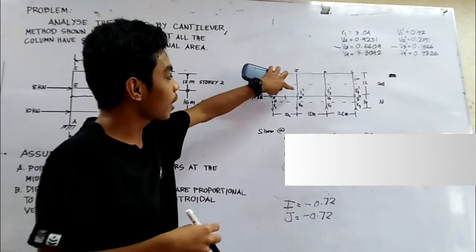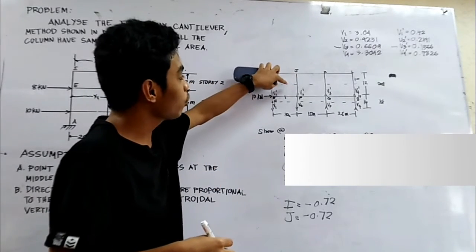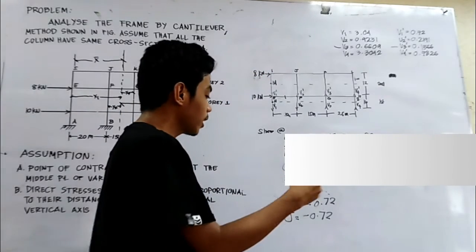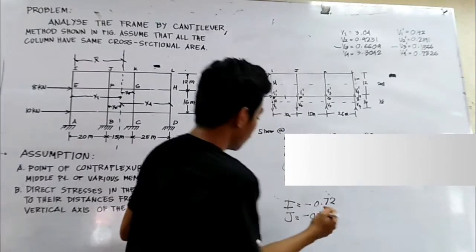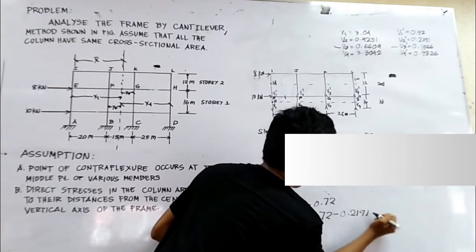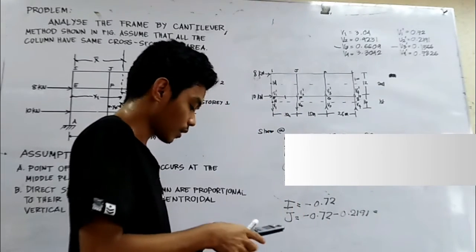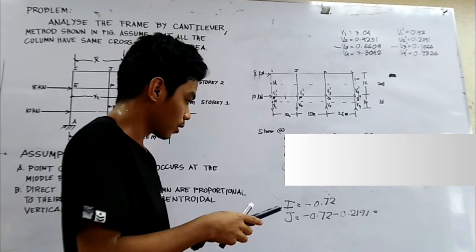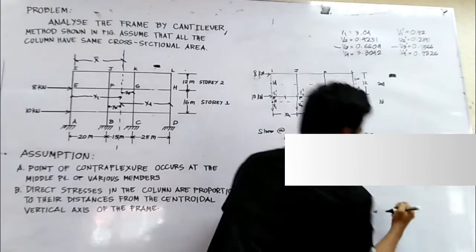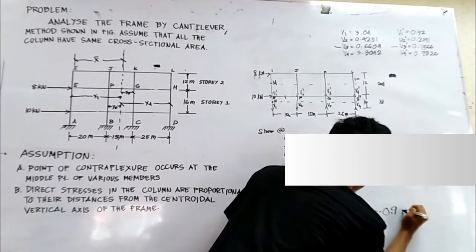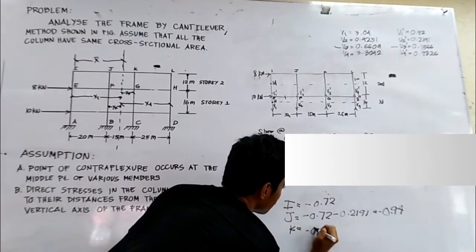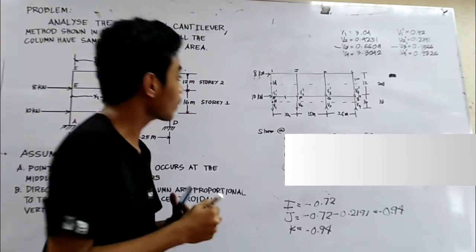Then, yung nag-aact na forces is yung V2 prime lang rin. Then, yung direction niya is away from the point J. So, negative ulit yung sign natin doon, which is V2 prime minus 0.2191 is equal to negative 0.72 plus 0.2191, negative 0.94. Then next for point K, negative 0.94.